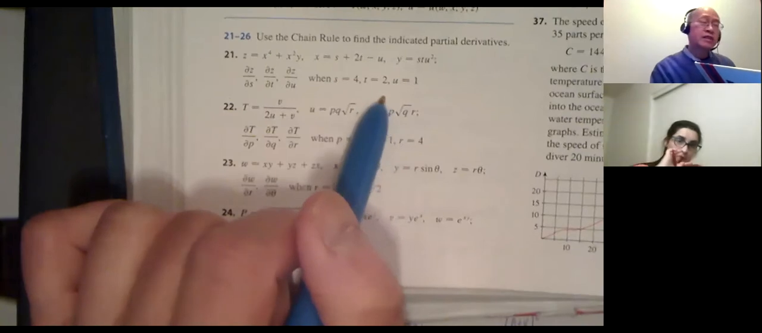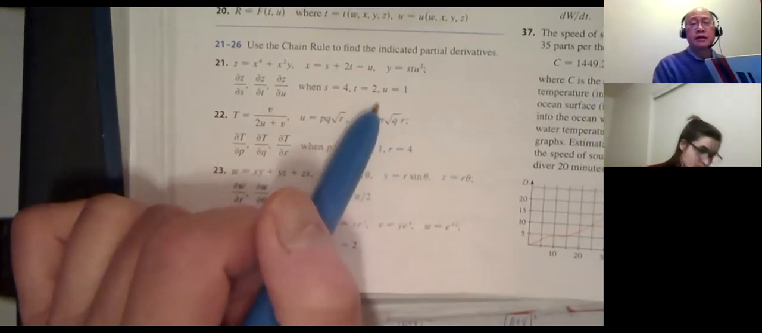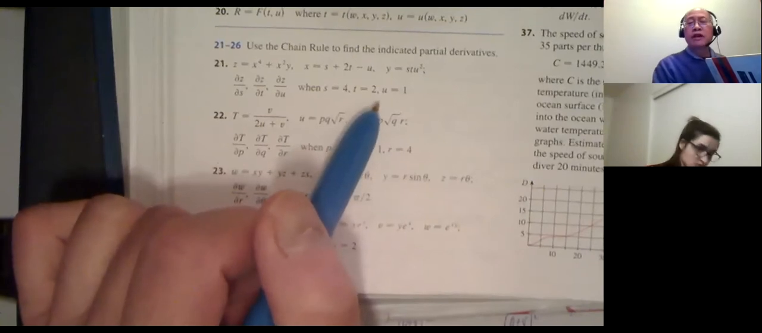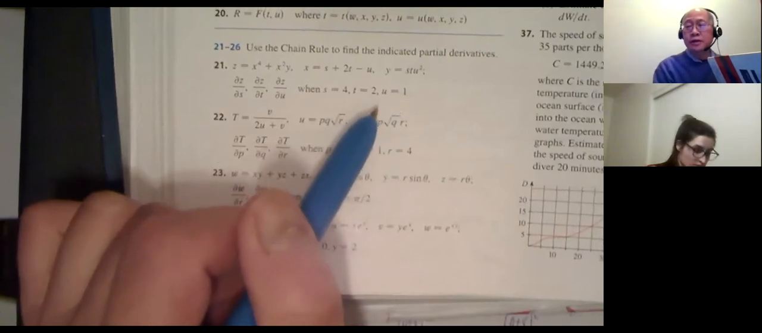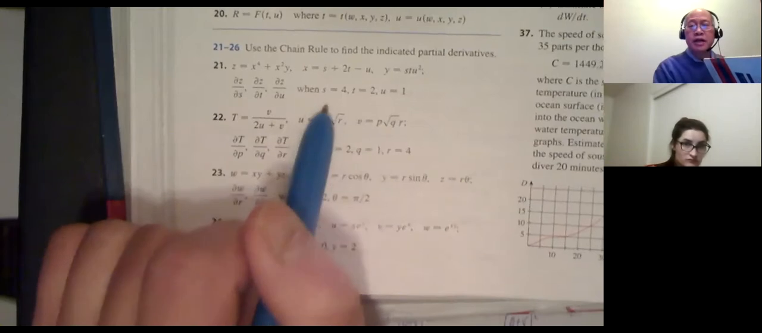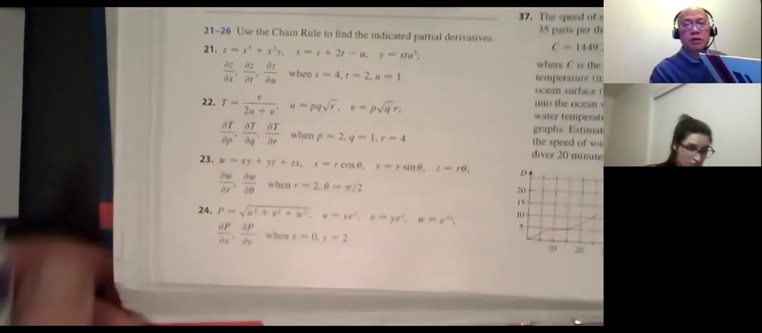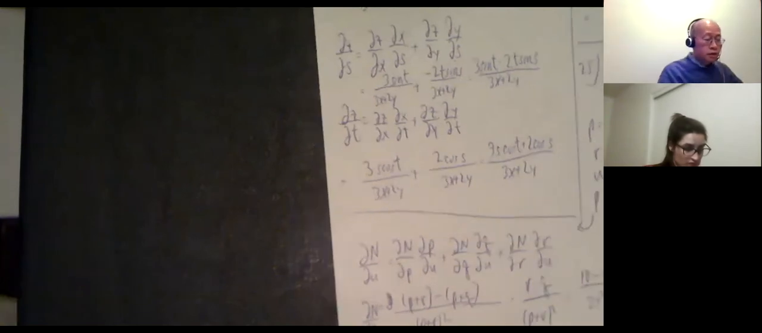In Calc 1, f of x equals, I don't know, sine x minus ln x plus square root of x squared plus 1 or whatever. Find the derivative. And then afterwards, find the derivative at x equals 5 or something like that, right? So same thing here. Find these partial derivatives and then plug in s is 4, t is 2, u is 1, whatever the case may be. Okay. So here's how these work.